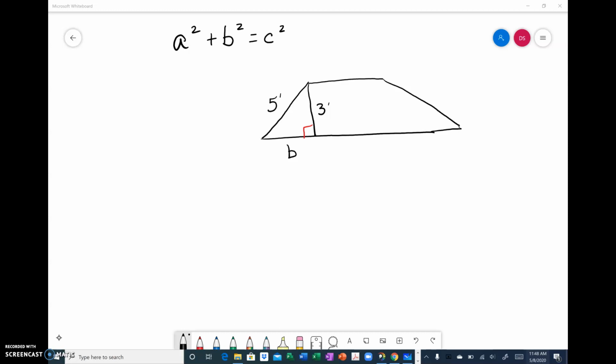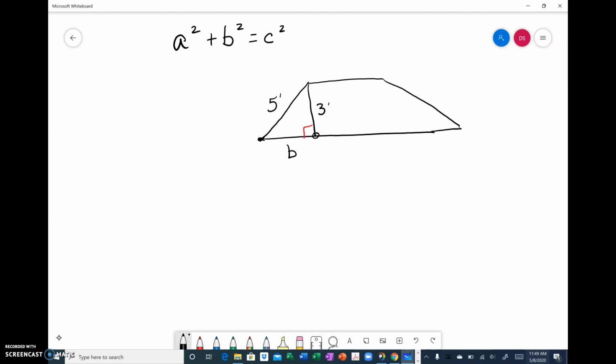And each rope attaches to the tent 3 feet above the ground. And you can see these measurements in the diagram. How far from the base of the tent should each rope be staked down? The base of the tent is here. So basically they're asking you, what is the length of B? Because you're staking the tent here.